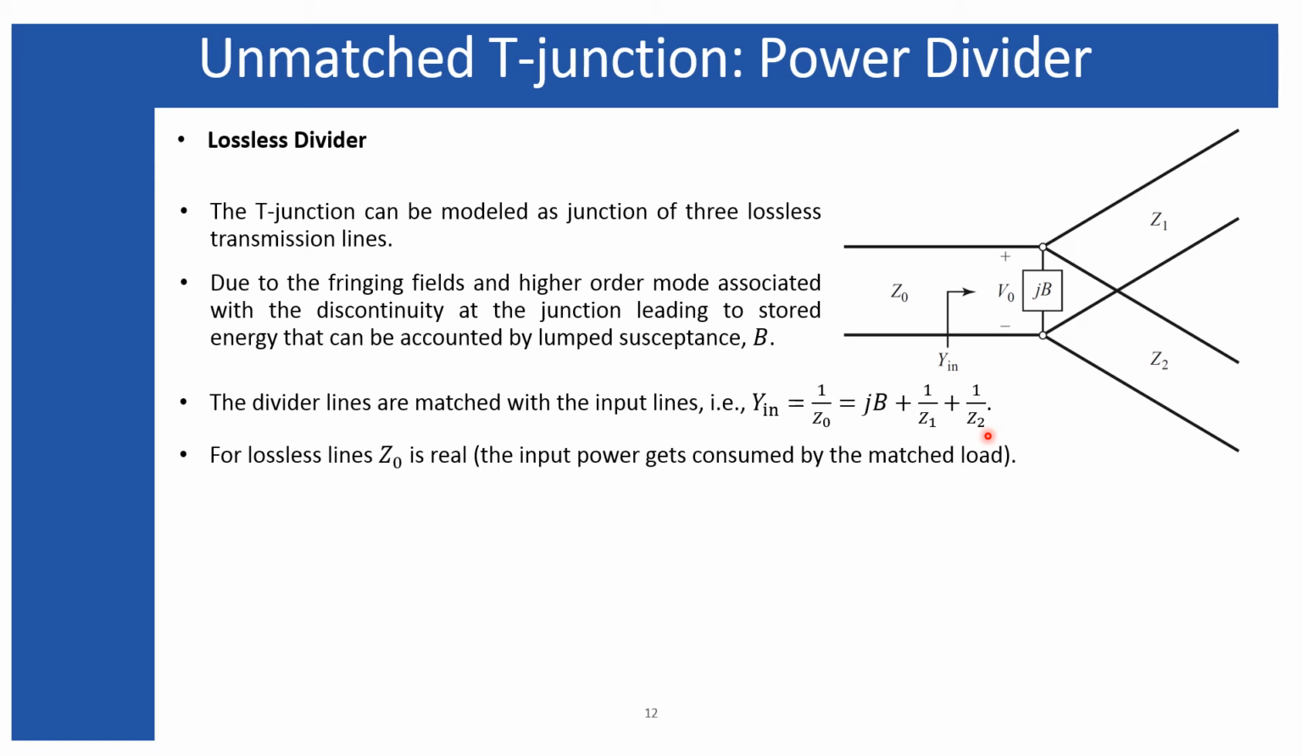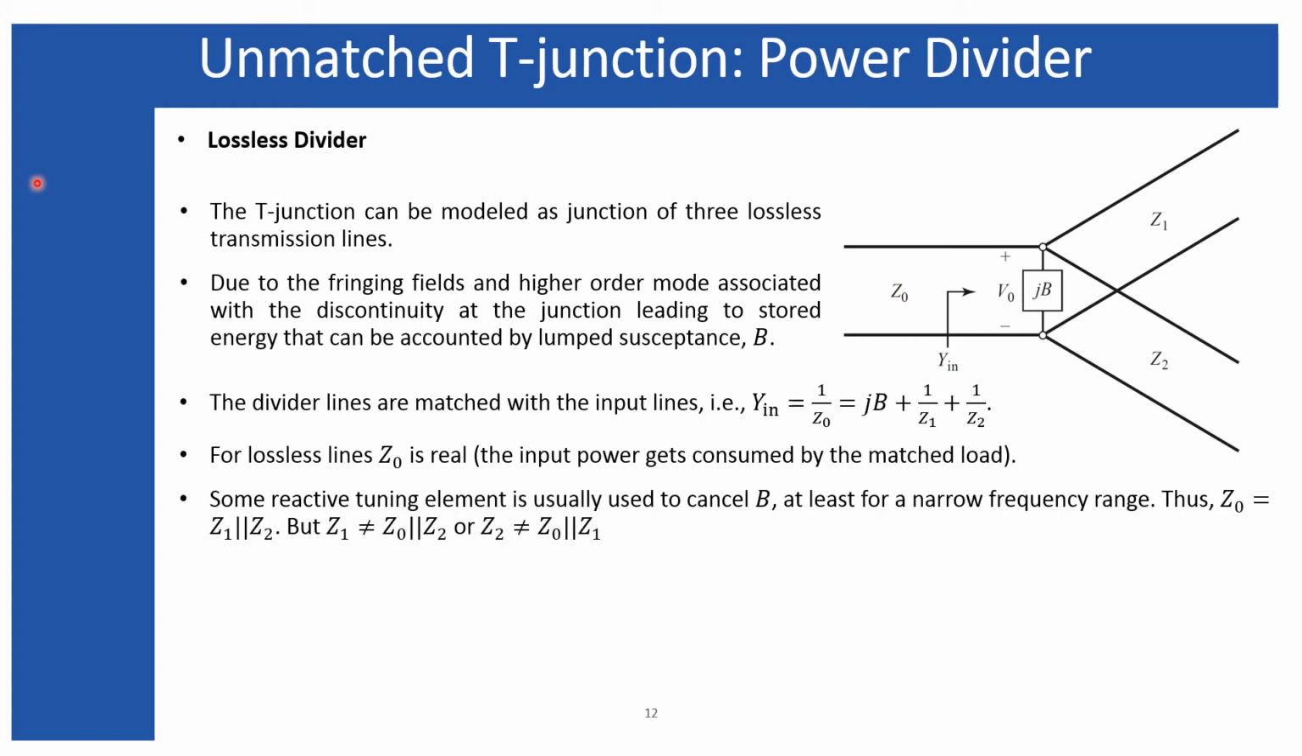But for the lossless case, we know that Z0 must be real, because as the network is lossless, the entire power will be delivered to the load. Therefore, the load is the only one which consumes the power. So the characteristic impedance must be real, because this one is the matched one, and you are going to match this waveguide with an impedance equal to its characteristic impedance. So therefore that one will be real.